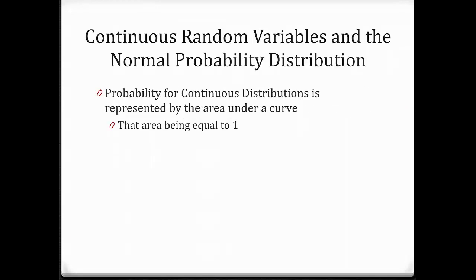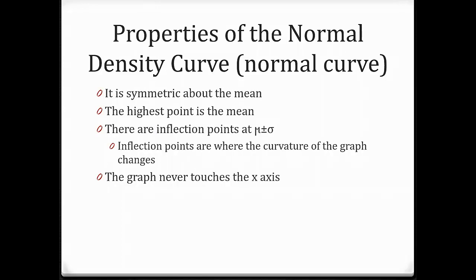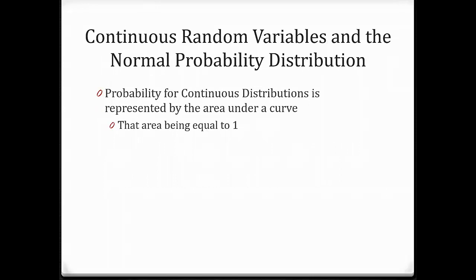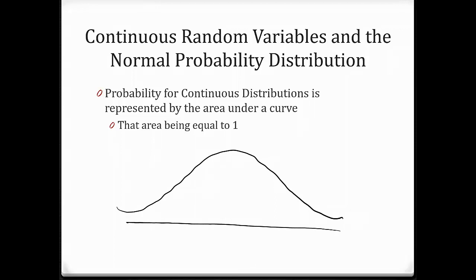So now we're going to talk about continuous random variables and the normal probability distribution. So we're going to talk about continuous distributions as represented by an area under the curve, and that area being equal to 1. So when we talk about the curve, we are talking about the bell curve. Let me draw this. That's the best bell curve that I could possibly draw. Okay? And this area is equal to 1.